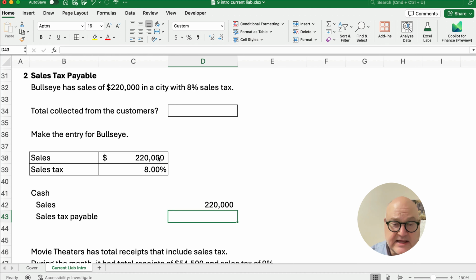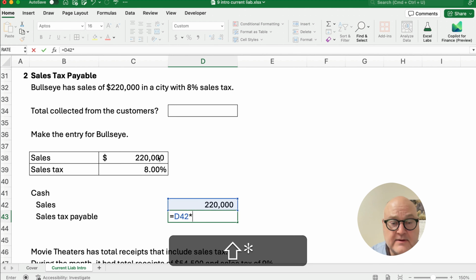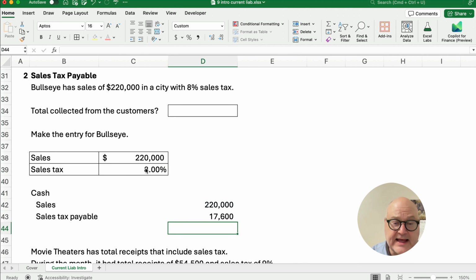How much is our sales tax? Well, our sales tax is going to be $220,000 times the 8%. So we're going to add on another $17,600. Now, if we're the retailer, this is not our money. We're collecting it for the state and for the county and for the city. So this is sales tax. We immediately have collected, but we owe it to the government, owe it to the state, so therefore that's $17,600.